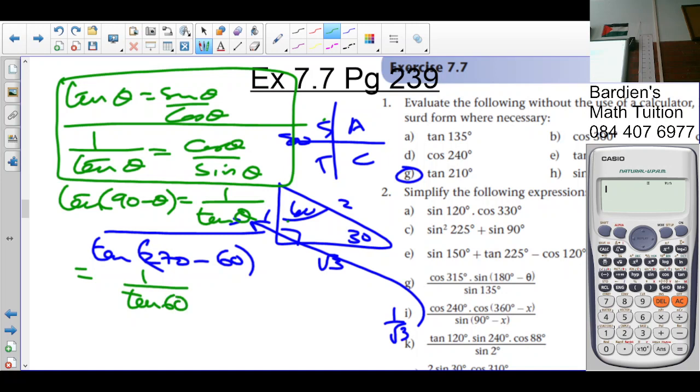Tan 60. So tan is opposite over adjacent. So that is going to be root 3 over 1, so 1 over root 3, which conforms to what we had before. Okay?